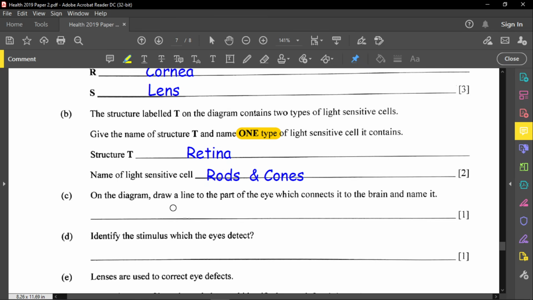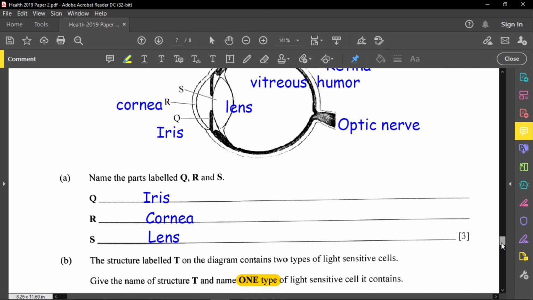And so just in case you go in the exam, they may ask for both of them, you need to know. Now, part C, it says on the diagram, draw a line to the part of the eye which connects it to the brain and name it. So here now, let's talk about this that connects to the brain. And so again, we already label it. So this is called the optic nerve. All right, so I'm going to put a line right there. That's the optic nerve, okay? All right, so great. So optic nerve is that part.